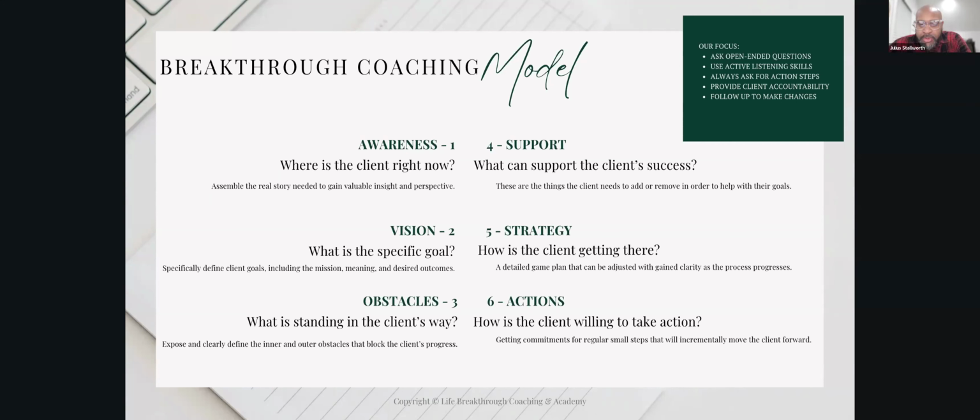Awesome. And so, like I said, this is the breakthrough model, and this will keep on popping up each week, just so it could stick with you. This is the important thing of knowing, okay, where is the client? What are we working towards? And then up here in the green where it says our focus, ask open-ended questions. As we discussed last week, those are the key questions to ask.